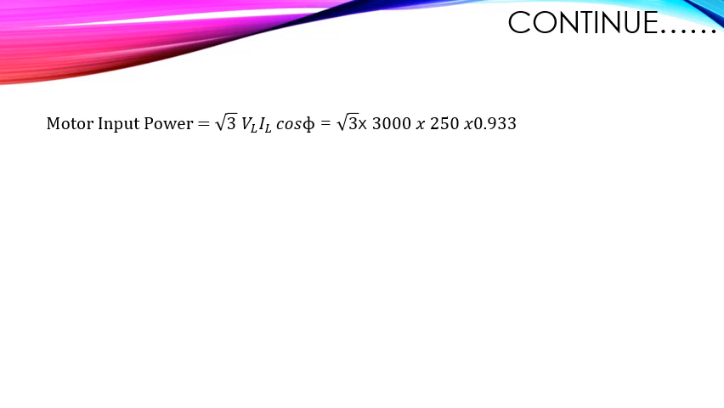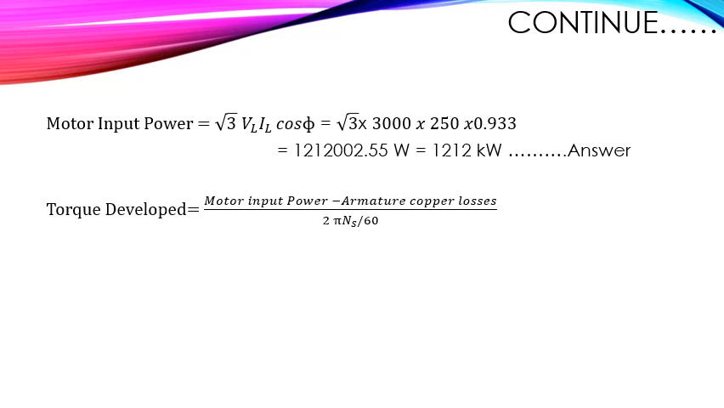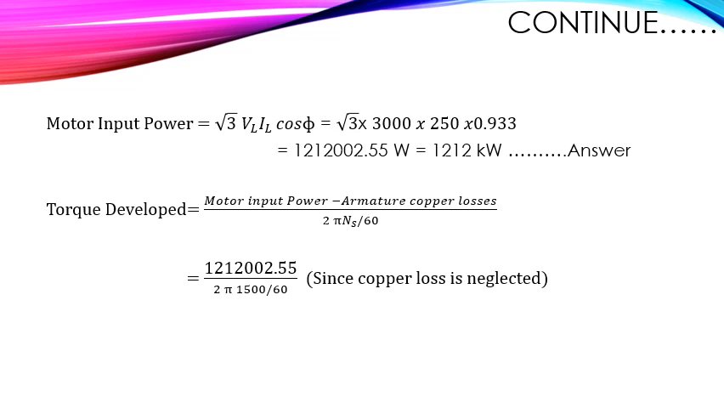Next, motor input power is equal to root 3 VL IL cos phi. So just put the values. Then we will get the motor input power as 1212 kilowatt. Then torque developed. Now the motor input power is calculated. Armature copper loss is neglected here, right? So just put the input power and synchronous speed and get the torque developed in Newton meter. So that is the answer.